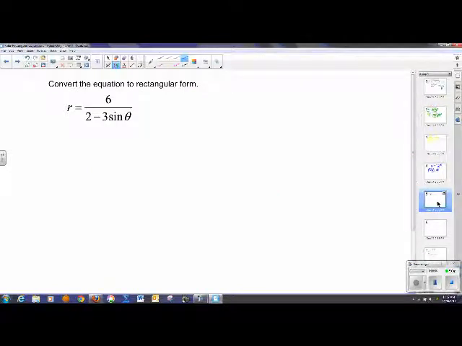This one looks a little bit tougher. All right, and what we're going to do in this case, again, we want to go to our x's and y's given our r's and our theta values. So let's clean this up a little bit first. We know that this is equivalent to 2r minus 3r sine theta is equal to 6. That would be my first step. Get everything on one line.